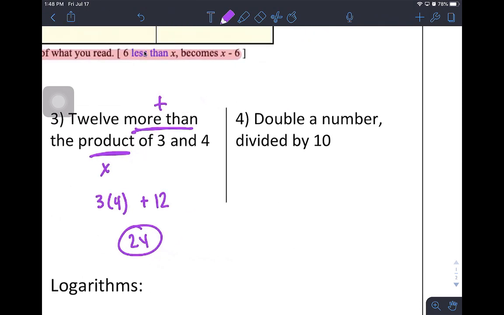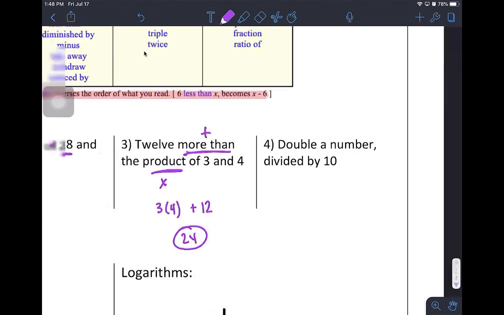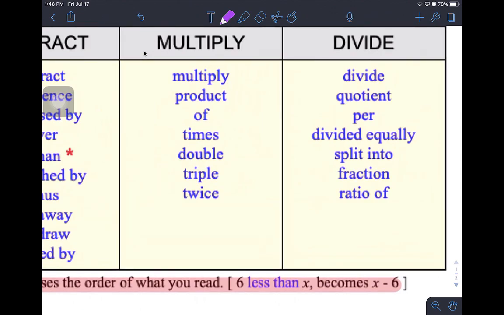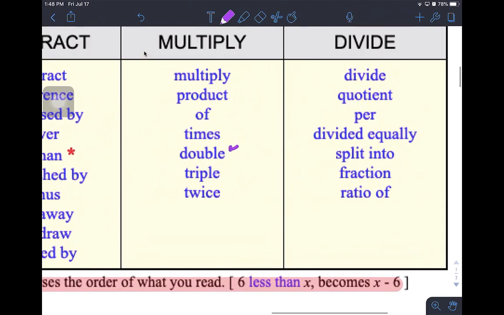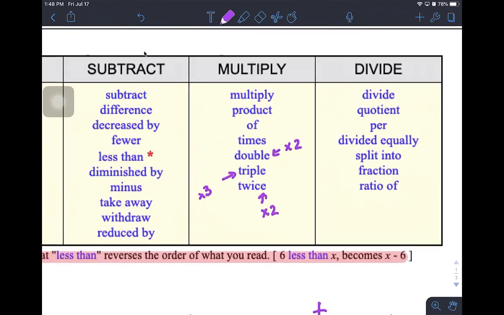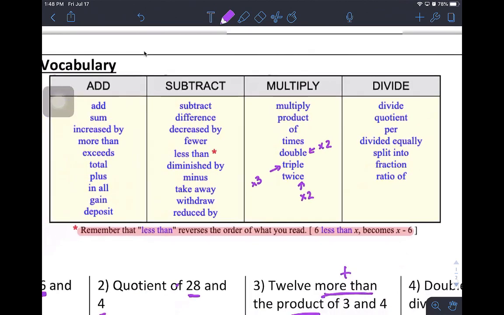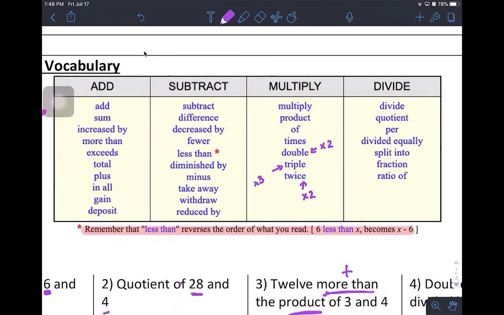Double a number and divided by 10. Doubling, remember, is a special case of multiplication. So a couple things to remember. When we see multiplication, double means to multiply by 2. Triple means to multiply by 3. Twice also means to multiply by 2. So be mindful of that. And obviously this table is not every possible word, but it's a lot of common ones.